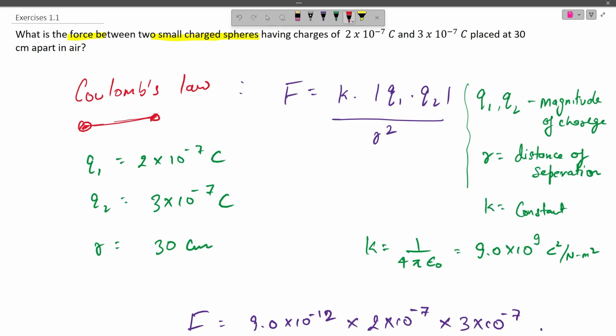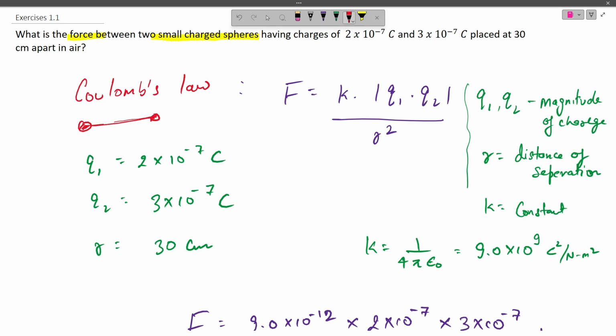Now this can be summarized in a mathematical equation like this. Fe equals K times Q1 Q2 divided by R square, where Q1 and Q2 are the magnitudes of the charges, R is the distance of separation, and K is the constant, and for air it is 9 × 10^9 Coulomb square per Newton meter square.